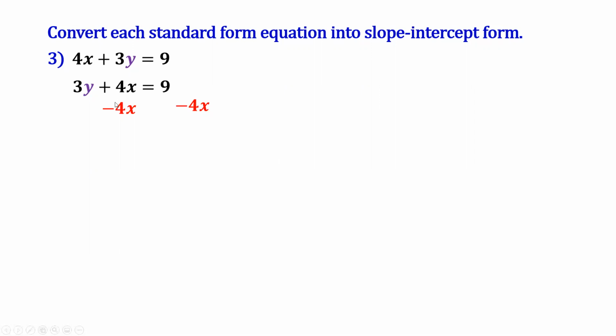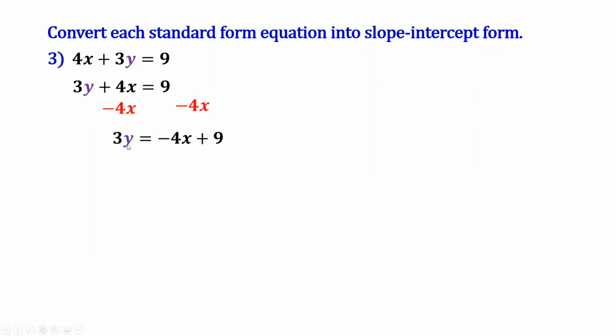So on the left side, the 4x and the negative 4x will cancel. And on the right side, 9 and negative 4x, I can't combine those. One of them is a number, while the other one has a variable. So they're not like terms, so I can't combine them. So I'm just going to bring them both down. So I'm going to have 3y is equal to, I bring down the negative 4x, and I bring down the positive 9.